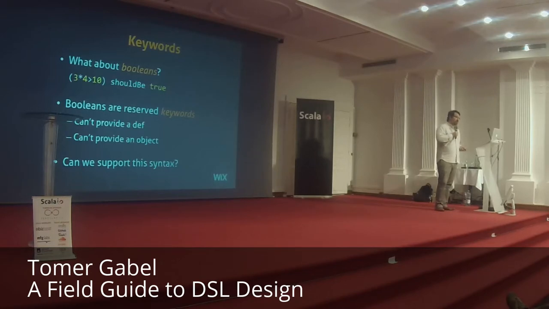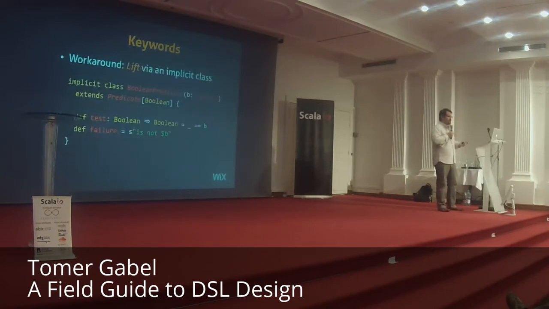So there is a workaround to support the syntax, and that ties into what I said before about implicit classes. We can lift Boolean values into predicates. Okay, so the way we do this is we simply add an implicit that takes in a Boolean and gives back a predicate. And the test is simple. We just take in a value, we compare it to the Boolean we got, and if it fails, the failure message is that the value we got is not the value of that Boolean. This gives us the ability to say things like some Boolean expression should be true or should be false.